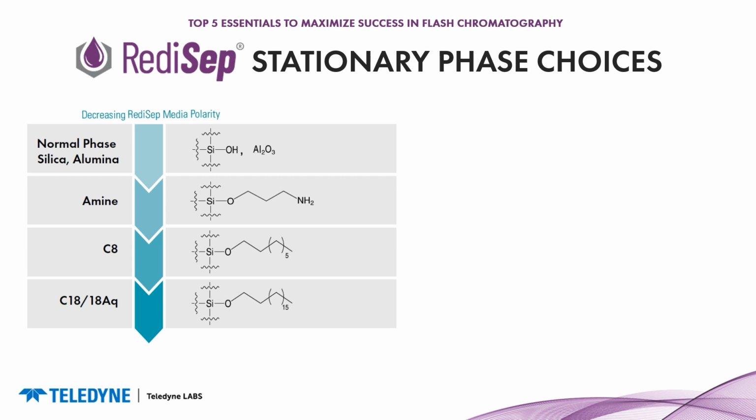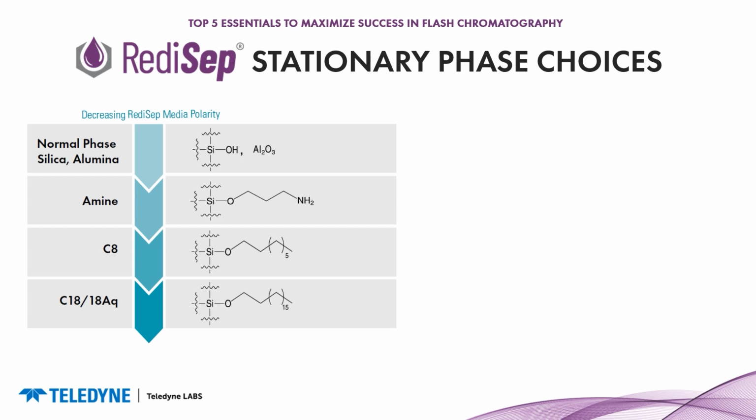conditions. As we work our way down that chart, we're going to get into our reverse phase stationary phases, and we'll get into the difference between normal phase and reverse phase a little bit later in our essentials. But these reverse phase stationary phases are normally carbon chains, C8 or C18. Those are just the amount of carbons within that carbon chain.